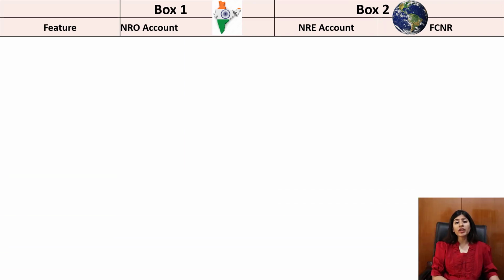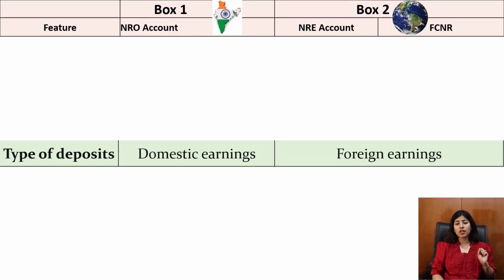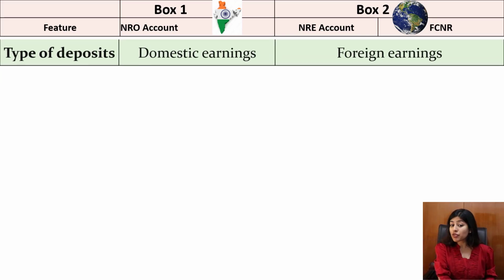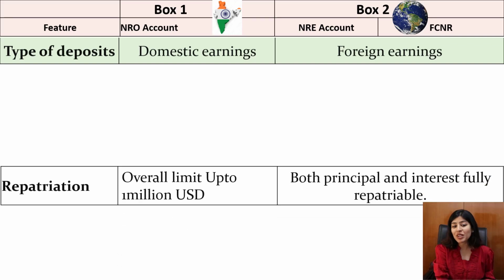Starting with the first point, type of deposit. As I discussed above, while Indian earnings must necessarily be deposited into the NRO account, your foreign earnings may be deposited into the NRE or FCNR account. The second prime consideration is repatriation. After all, it's important to know how much money you can take back home and what the restrictions are. In box number 2, there's absolutely no repatriation limit and there's full flexibility in both NRE and FCNR accounts.